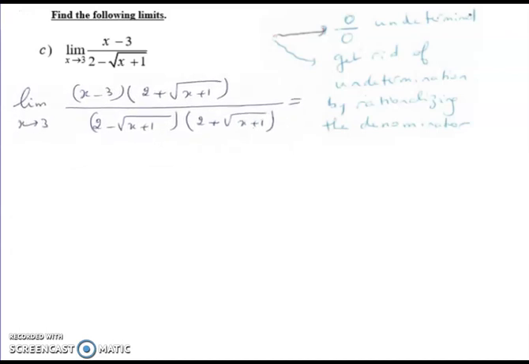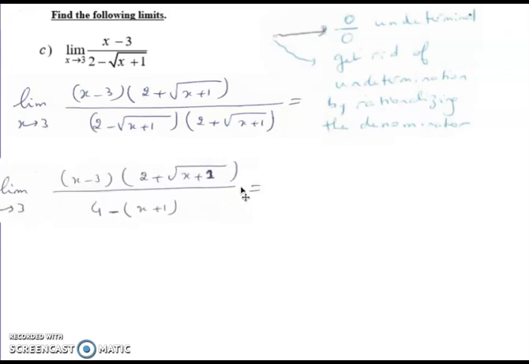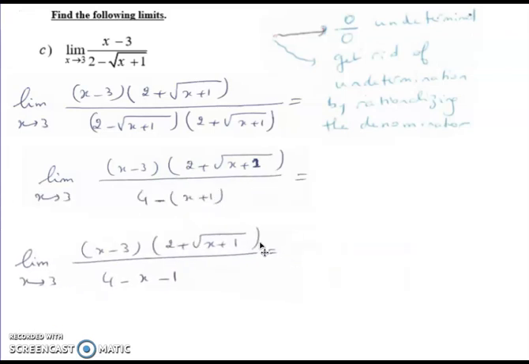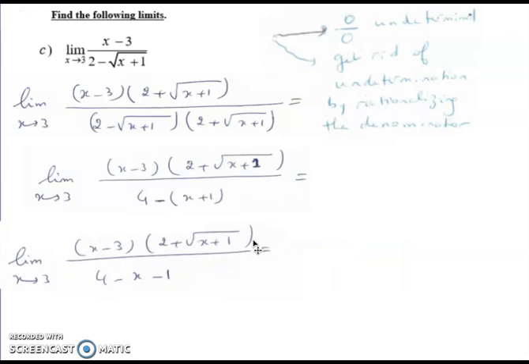We simplify the denominator. We keep the numerator as it is. We don't mind about having the same form of the numerator. In the denominator, we have the square of the first term, which is 4, minus the square of the second, which is x plus 1. When we reduce, the answer is the numerator as it is, over 4 minus x minus 1 in the denominator, which is nothing but minus x plus 3 in the denominator.